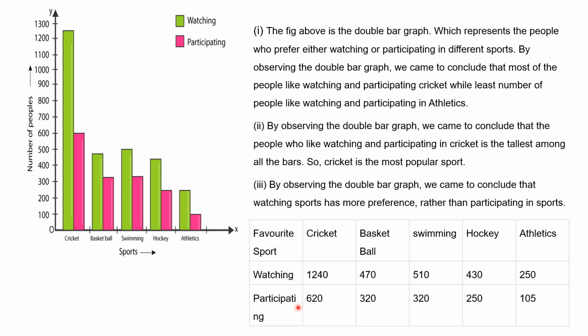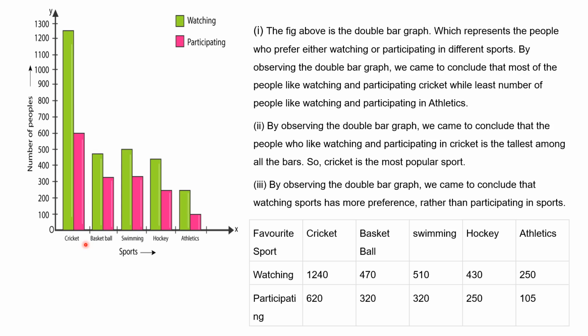Next, cricket. 1240 people love to watch cricket. That means 1200. This is 1300. How to select 1240? That is after 1200. In between, small lines are there. Now 1, 2, 3, like that the fourth line you have to select. So that is the 1240.